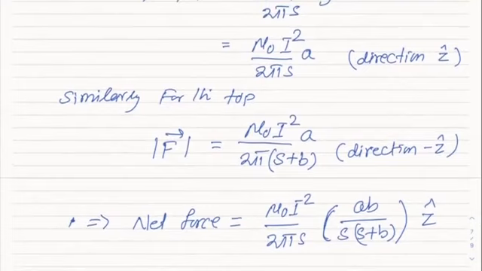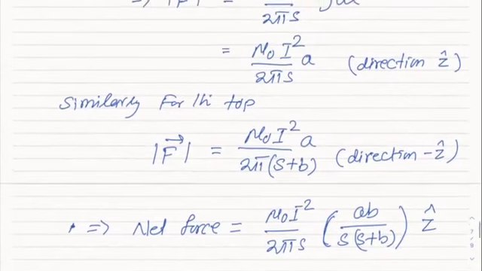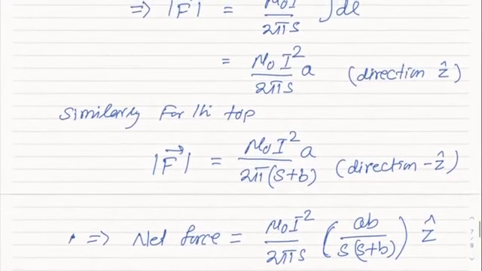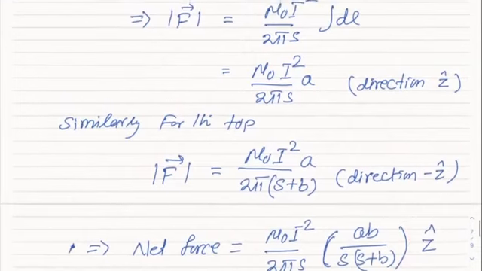So the net force for this kind of wire loop will then be, you can just subtract this one from this, and then you will eventually find a simple expression, mu 0 I square A B by 2 pi S (S plus B), along the z cap direction.